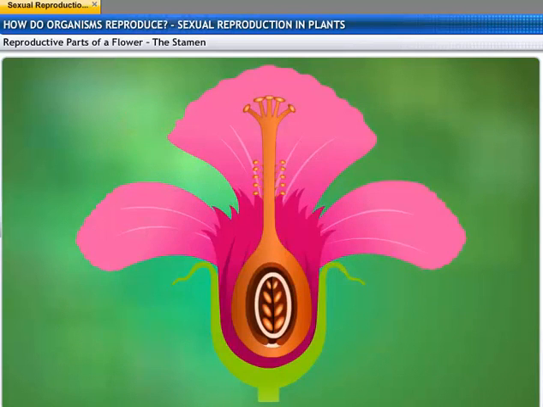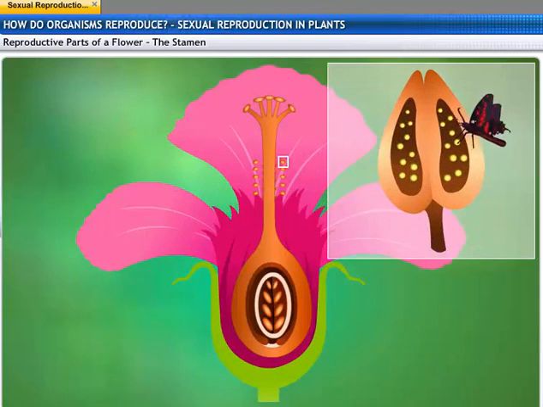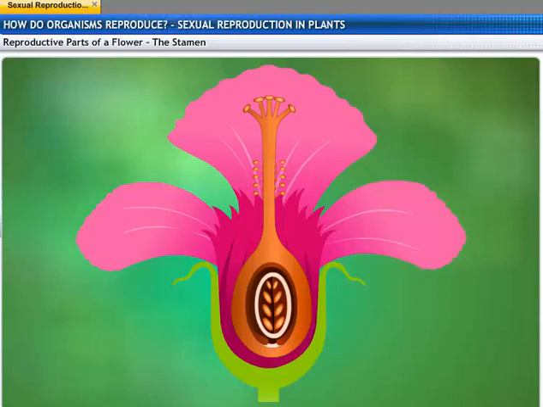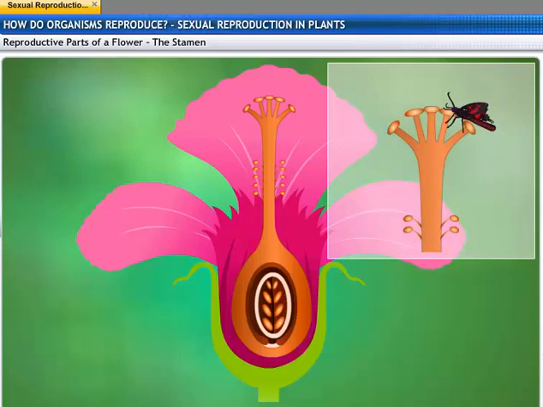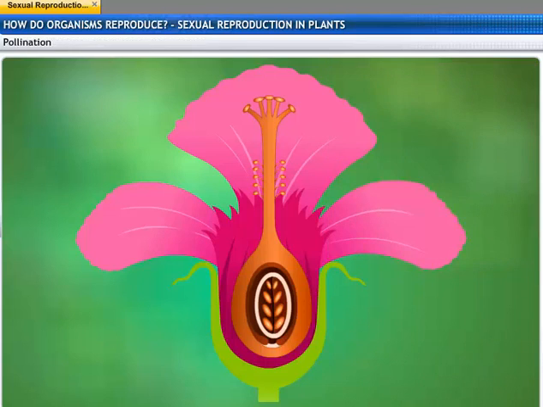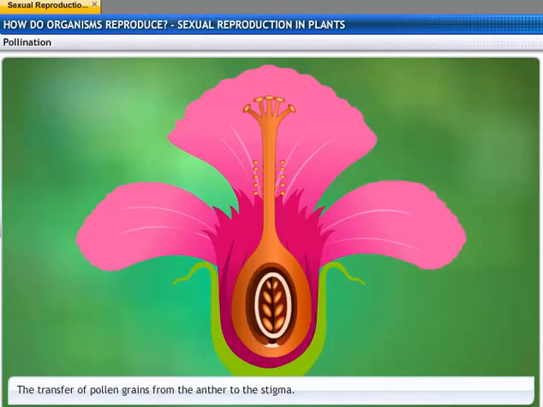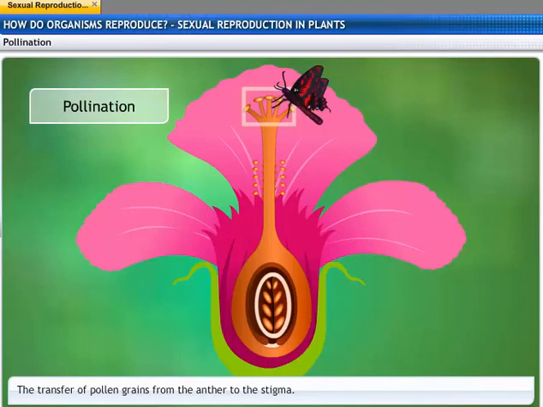In the same way, when an anther brushes against an insect, say a butterfly, some pollen grains stick to the insect. For fertilization, these pollen grains need to be transferred to a stigma. This process of transfer of pollen grains from the anther to the stigma is known as pollination.